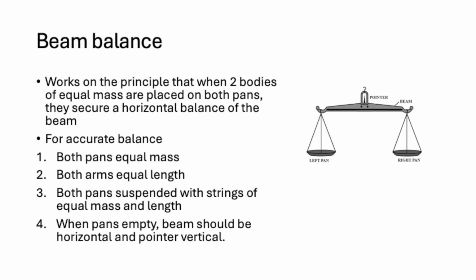The beam balance. It works on the principle that when two bodies of equal mass are placed on both the pans, they secure a horizontal balance of the beam. For accurate balance, both pans must be of equal mass, both arms must be of equal length, both pans must be suspended with strings of equal mass and length, and when the pans are empty, the beam should be horizontal and the pointer vertical.